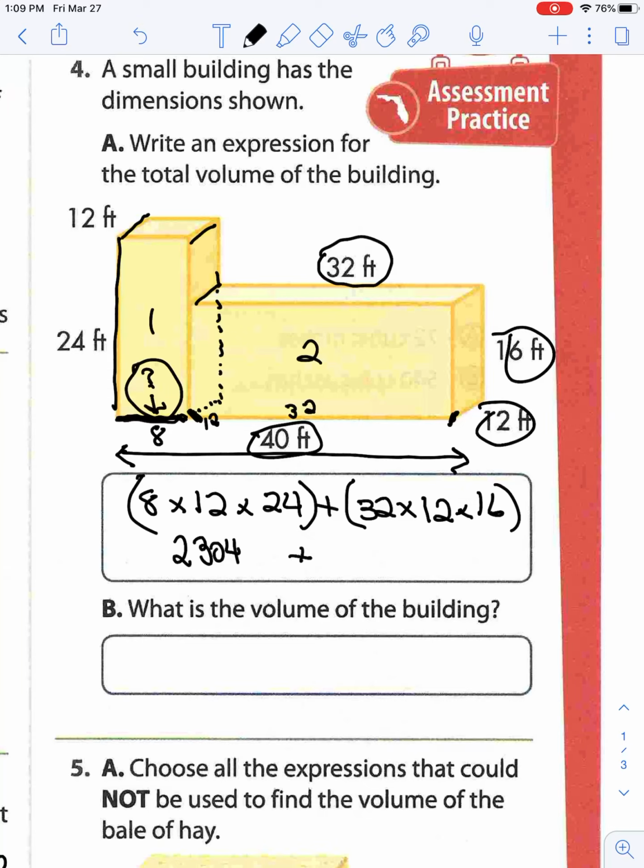2,304 plus 32 times 12 times 16 equals 6,144. And when you add those two together, you should get 8,448 cubic feet. Okay, that's a lot of math.